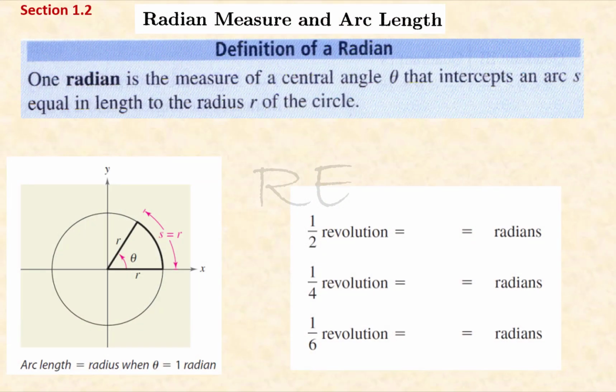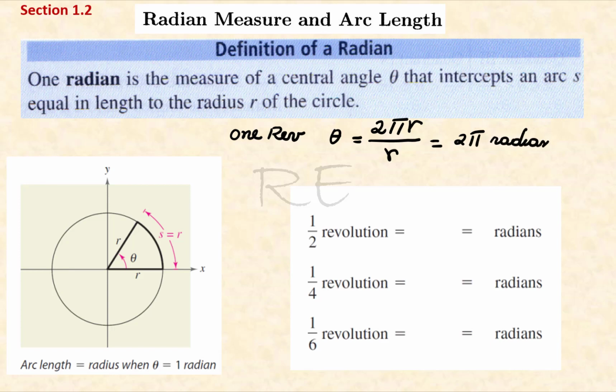1 radian is the measure of a central angle, theta, that intercepts an arc S equal in length to the radius R of the circle. Now, 1 revolution is equal to 2 pi r. So the theta, the angle formed by 1 revolution, is 2 pi r divided by r, which is 2 pi radians.